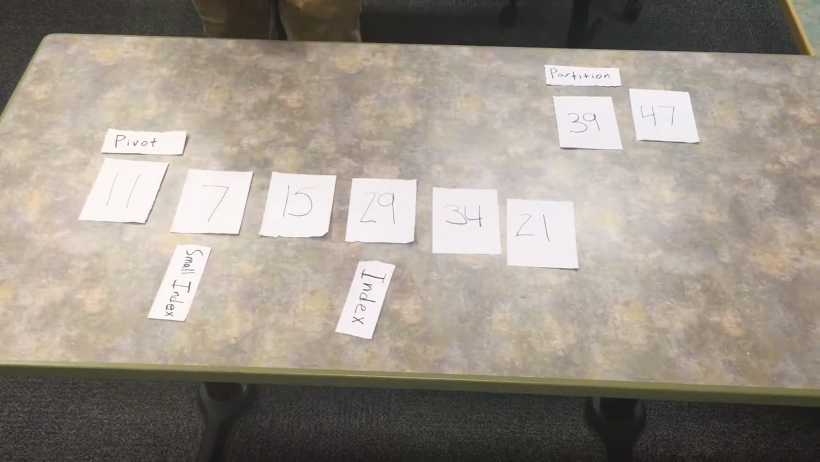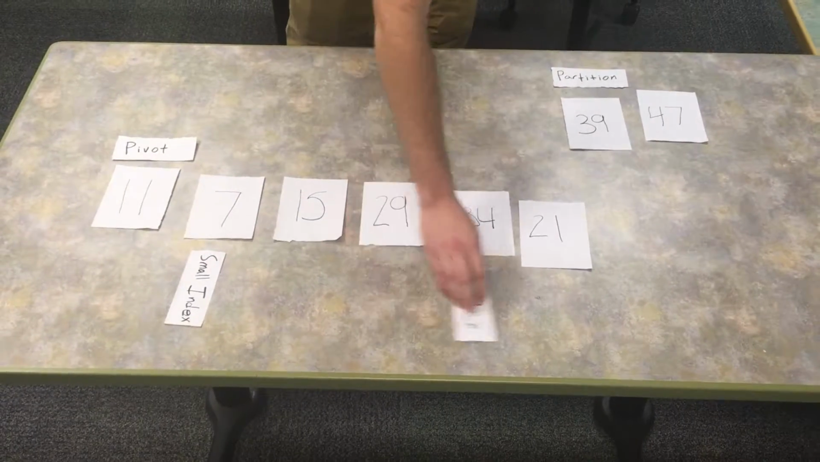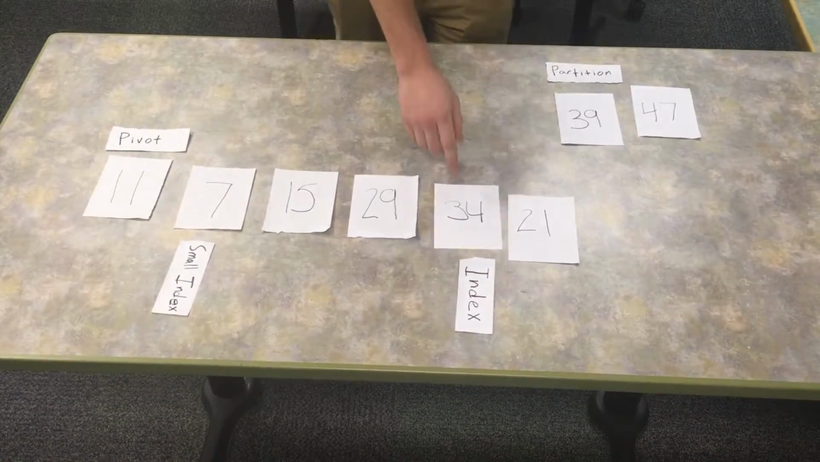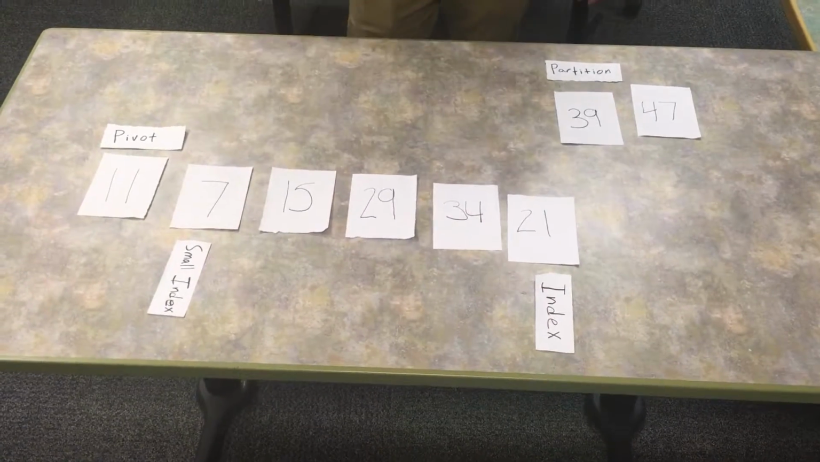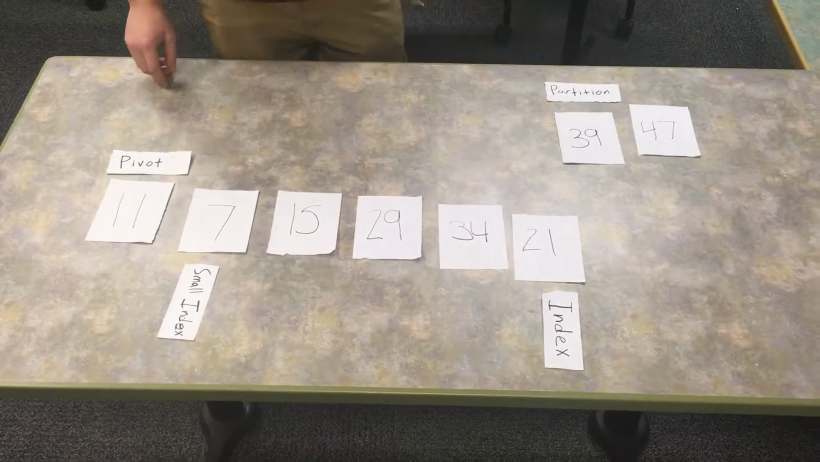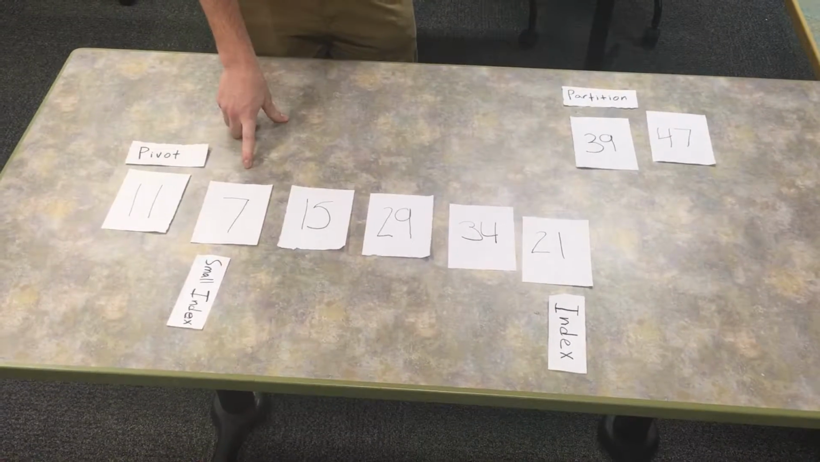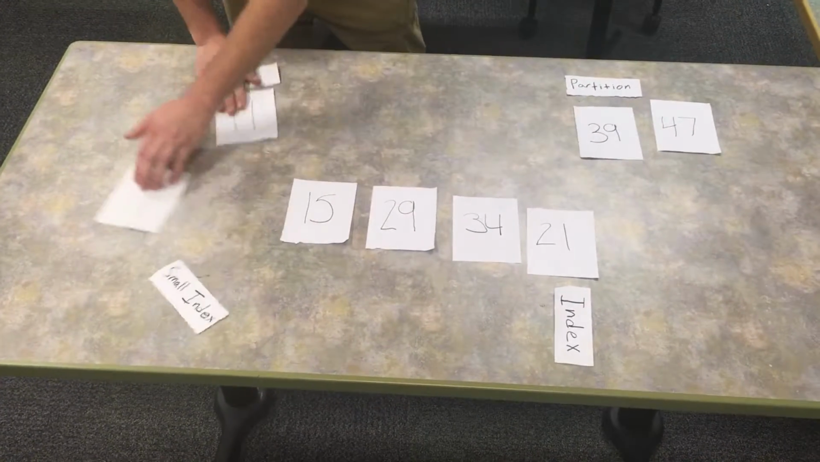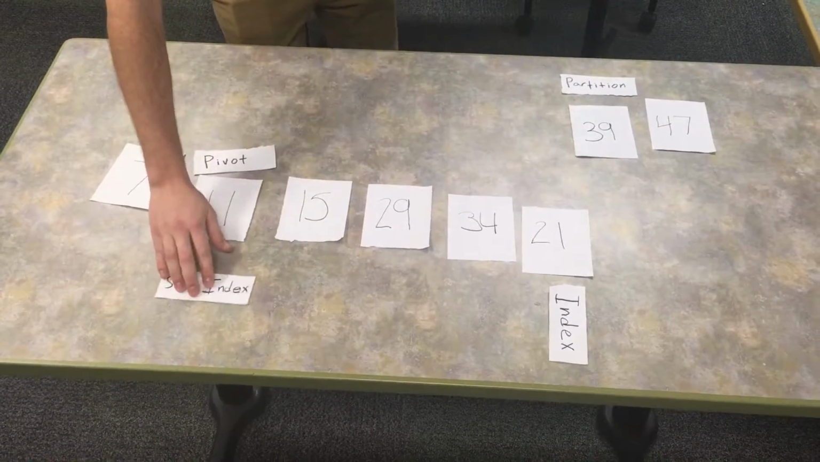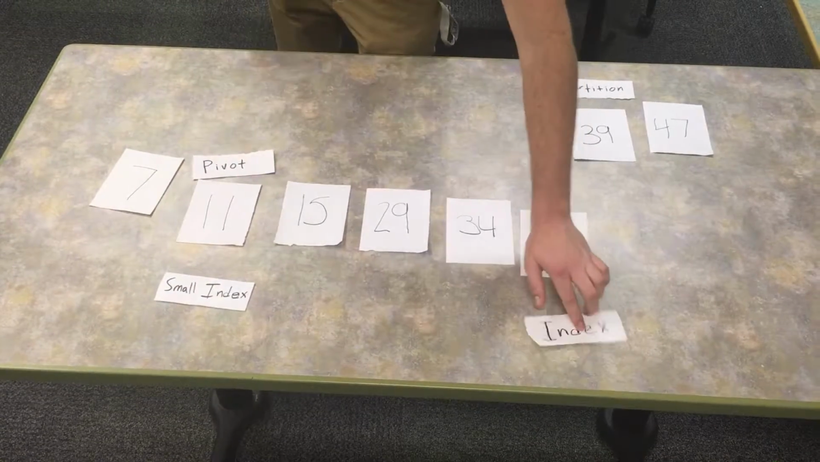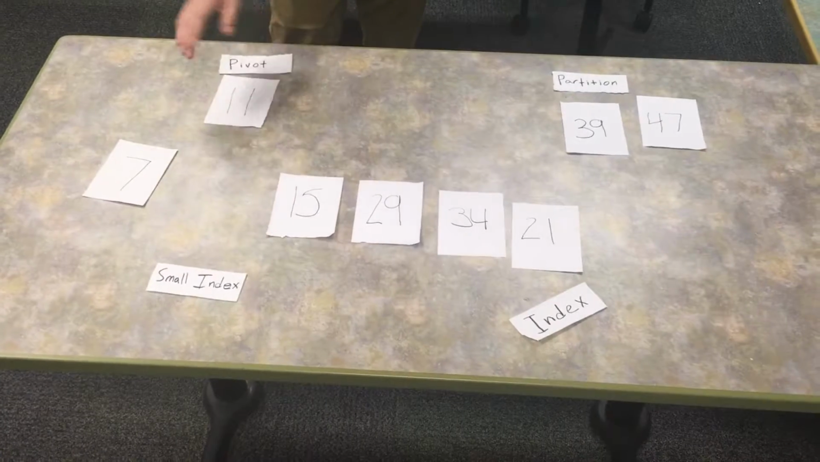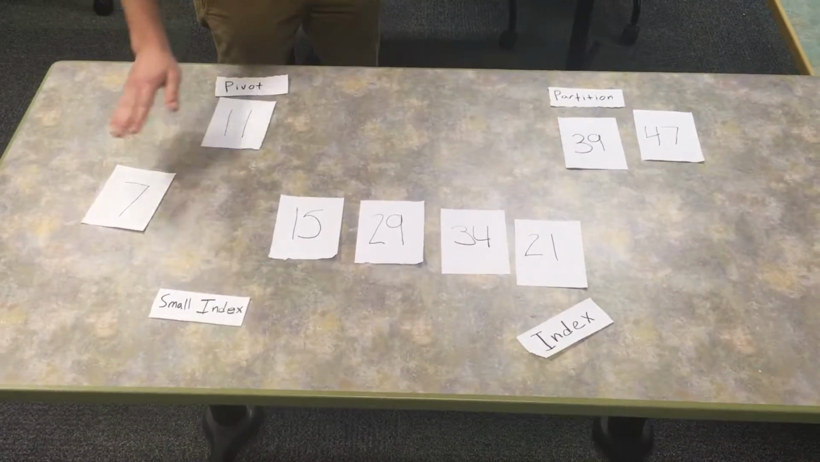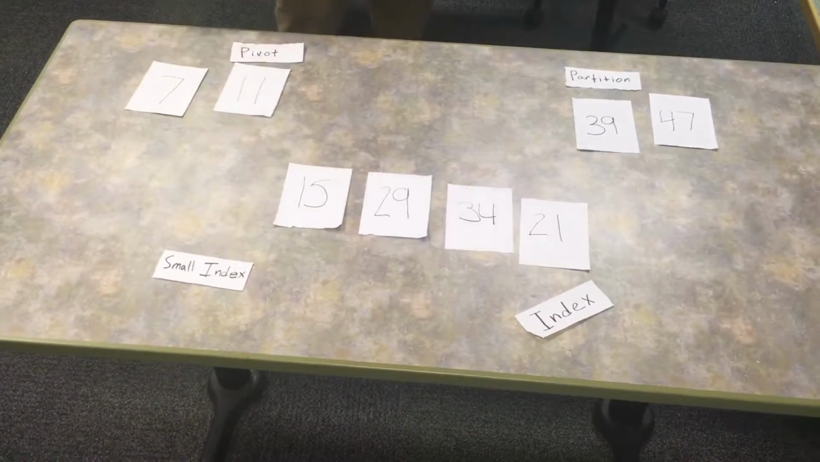Is 29 smaller? No, so increment index, don't move that. Is 34 smaller? No, increment index, don't move that. And that's about it. So then we switch our pivot with our small index because we've reached the end. And then I'm going to move this side. So, and then since we can say this is in the correct spot, we partition it and we ended up with another single list. So we can say this is sorted as well.